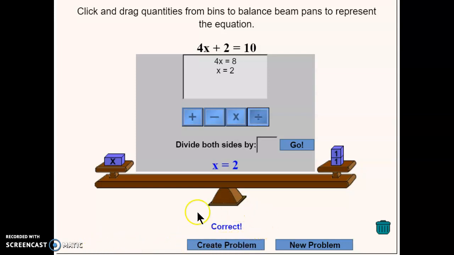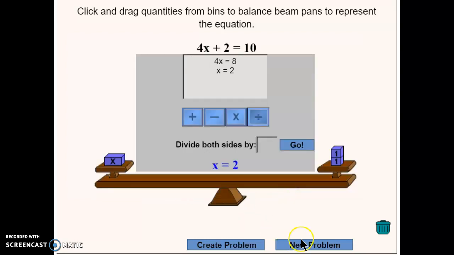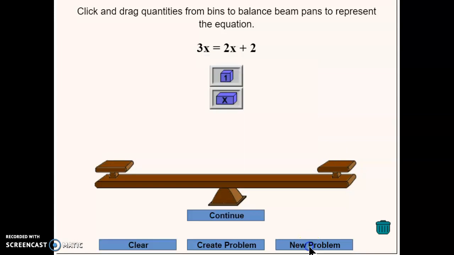Once we have done that, we can continue to the next problem, or you can even create a new problem yourself. Since we are doing some practice, we can just click another problem. No, I clear that. Cancel. I want to create a new problem. Not create a problem. If I create a problem, I have to enter an equation. In this case, I just want a random new problem. I click it. Now I have another equation.